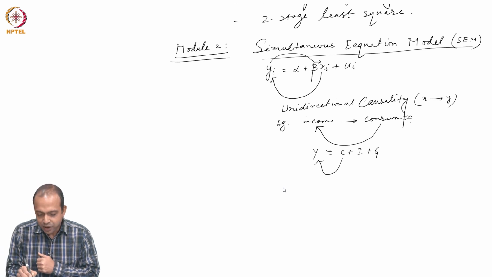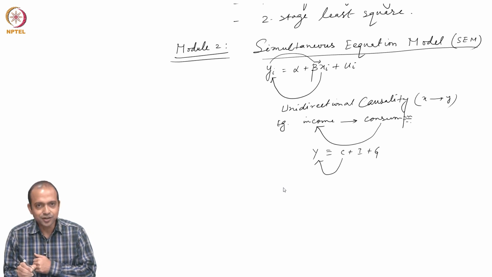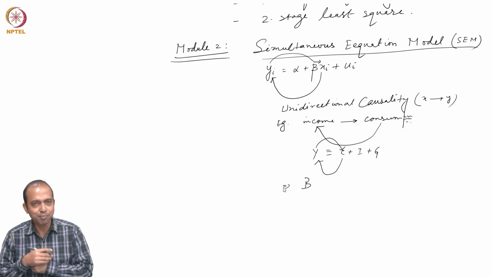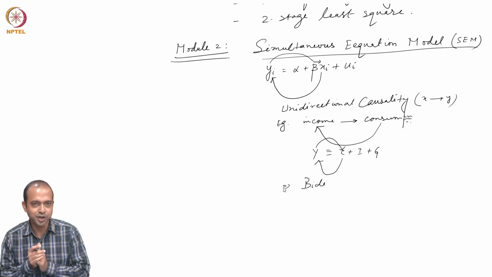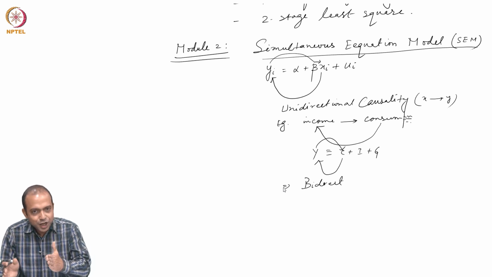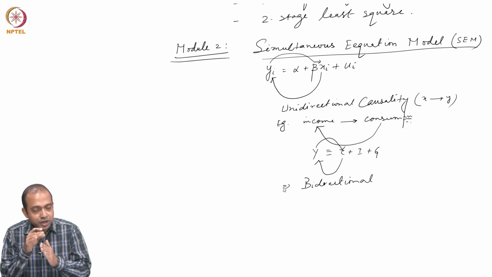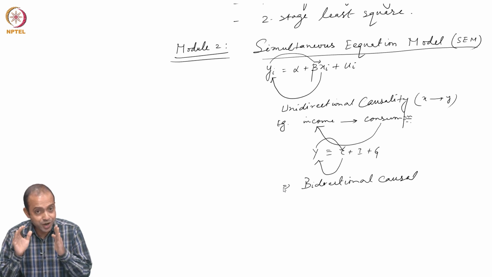And in presence of bidirectional causality, again we will end up with an endogeneity problem. So, we cannot apply that OLS technique that we have learned. That means my idea here is to give you a complete treatment of the simultaneous equation model. What does it actually mean?